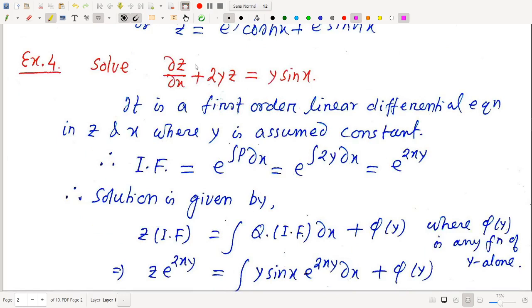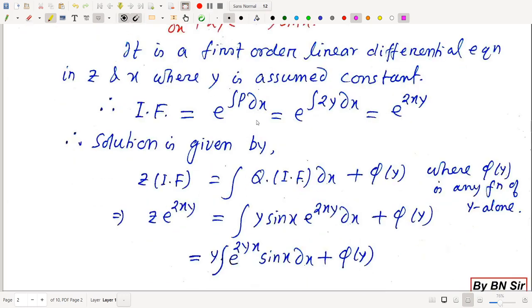Number 4, solve del z by del x plus 2yz equal to y sin x. Here also we cannot integrate directly because of the presence of this z. It is a first order linear differential equation in z and x, where y is assumed constant. Assuming y constant, because the derivative is with respect to x here, this is a first order linear differential equation with z as the dependent variable.